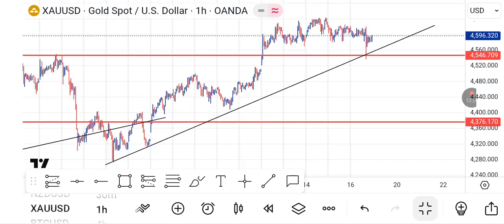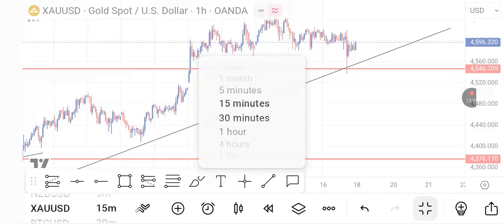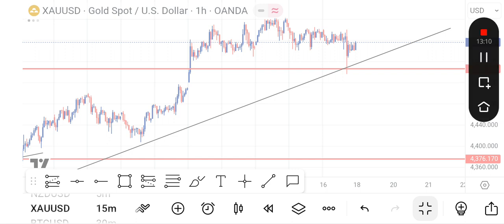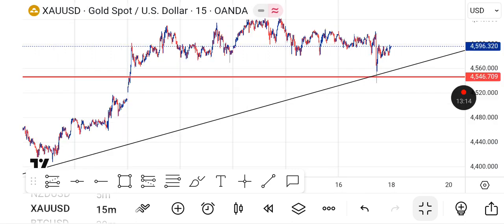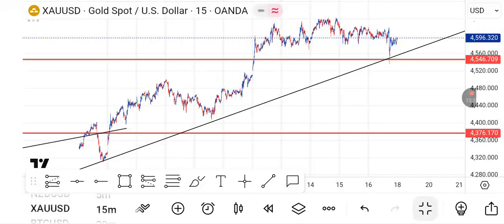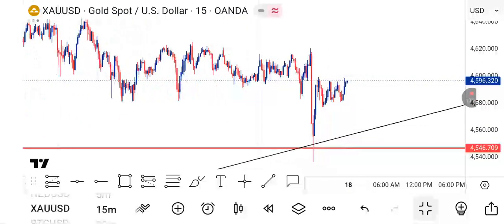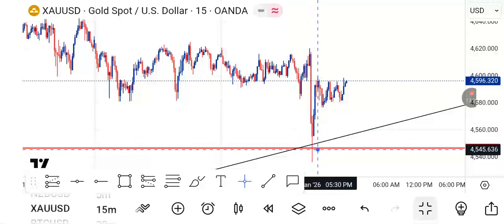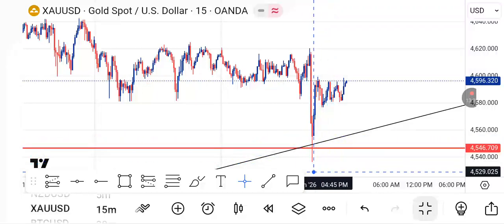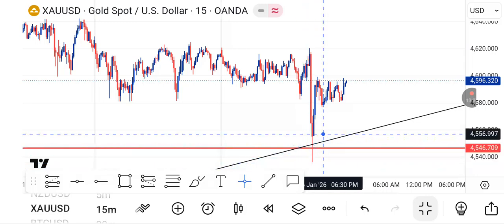Let me optimize it so that you see. Let me go to the 15-minute time frame. So this is it on the 15-minute time frame. Let me give you a clearer view of it. This is how it reacted. A very nice area to go long for gold.